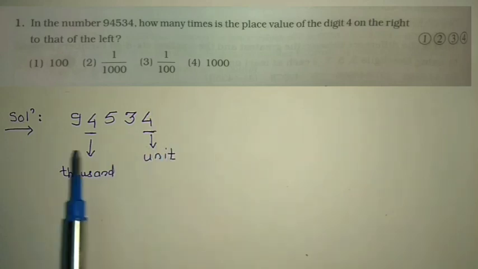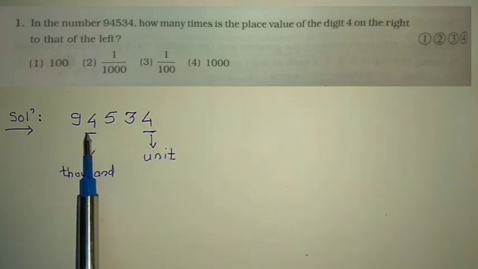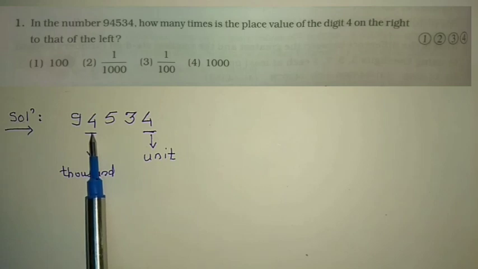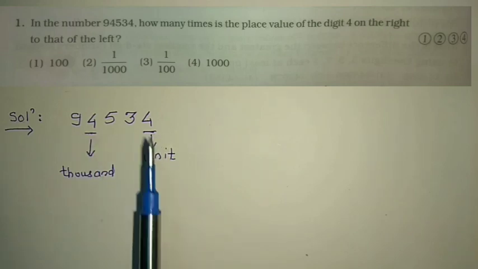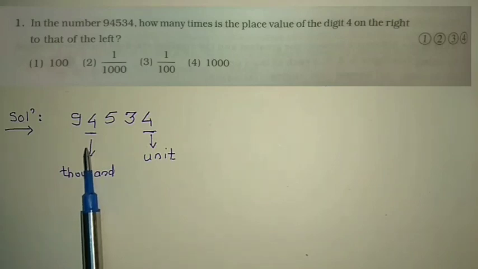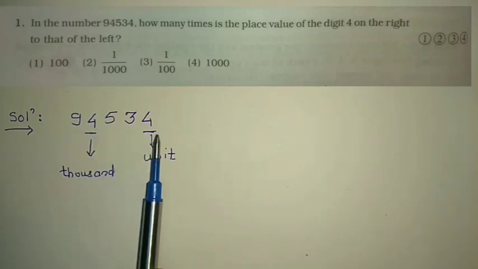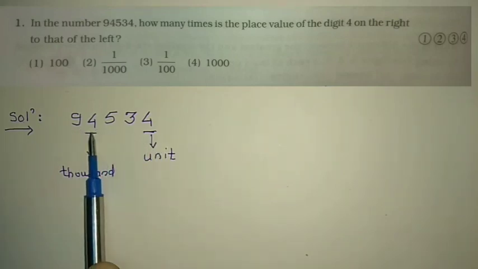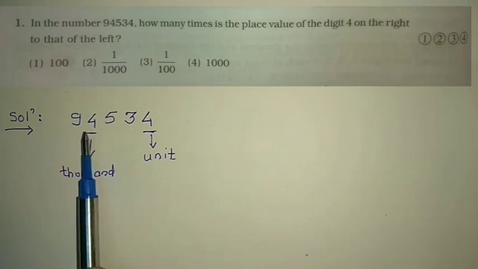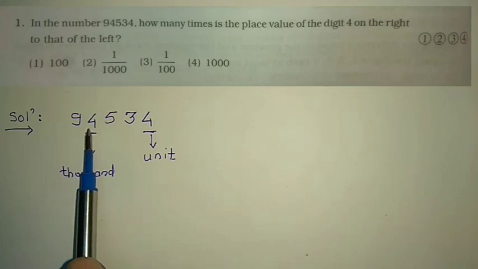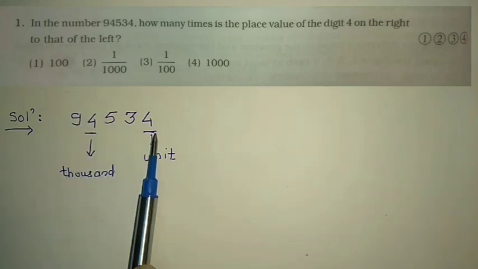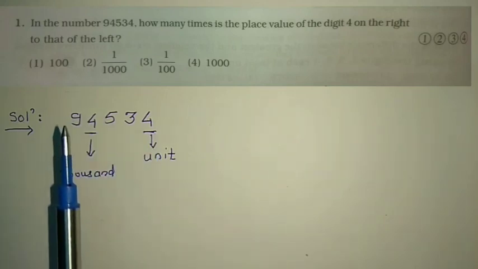Okay, it means यहाँ पे जो 4 है ये 1000 प्लेस पे है. ओके, और यहाँ पे जो राइट साइड में 4 है ये यूनिट प्लेस पे है. तो 1000 प्लेस से इस 4 को यूनिट प्लेस पे लाने के लिए हाउ मेनी टाइम्स, यानी कौन से नंबर से आपको इस 4 को मल्टीप्लाई करना पड़ेगा, तब जाके ये जो 4 है 1000 प्लेस से यूनिट प्लेस पे आ जाएगा.